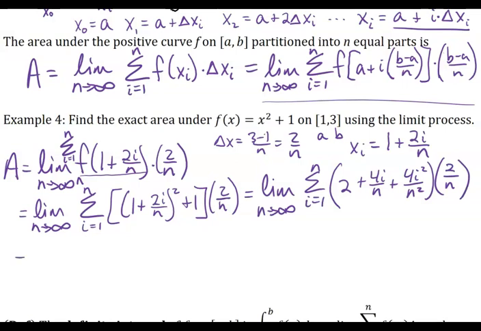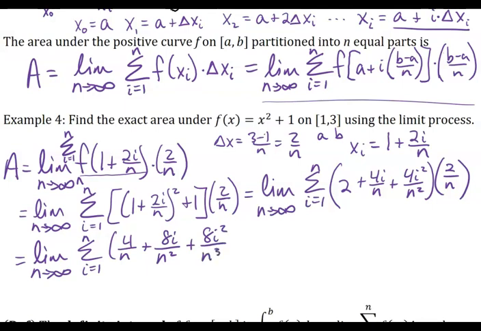Okay, now I'm going to distribute that. Again, whole bunch of algebra. This is a little tedious, but you're not going to have to do it a ton. So sum from 1 to n of, distributing, I get 4 over n plus 8i over n squared plus 8i squared over n cubed.